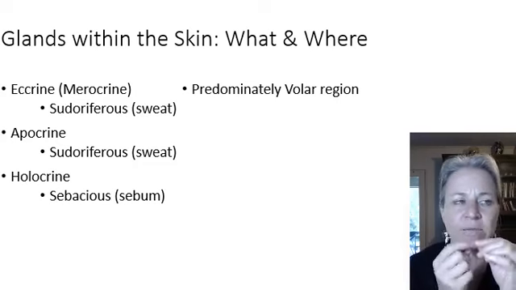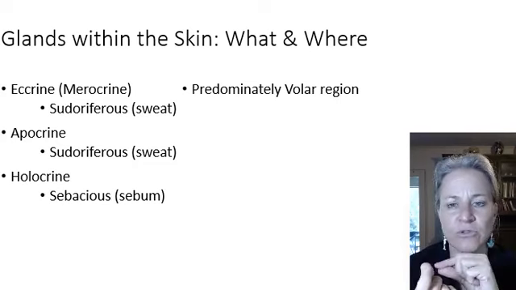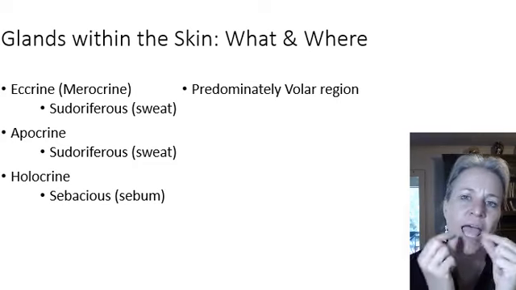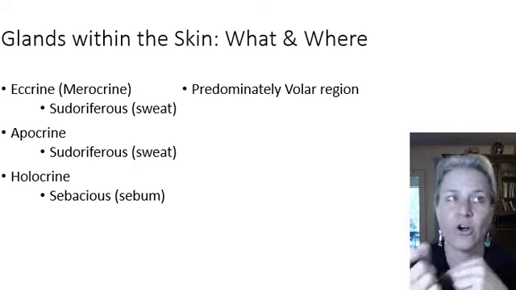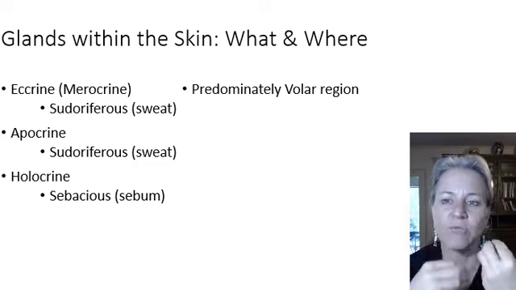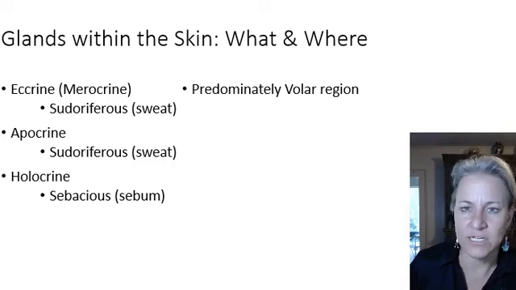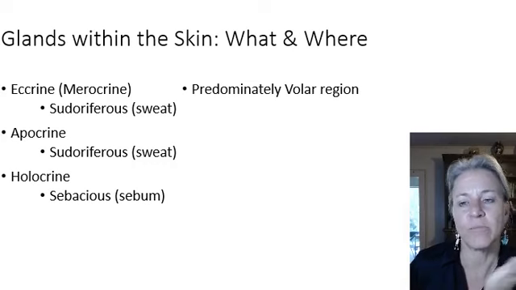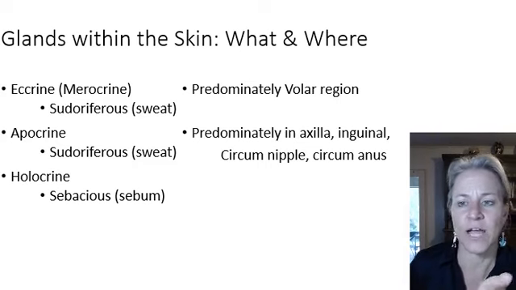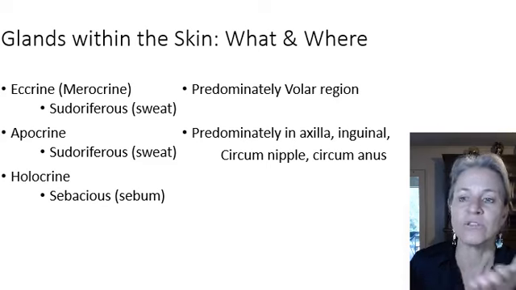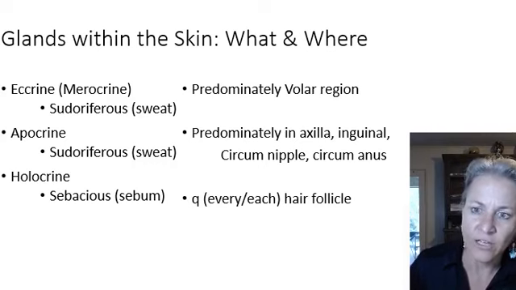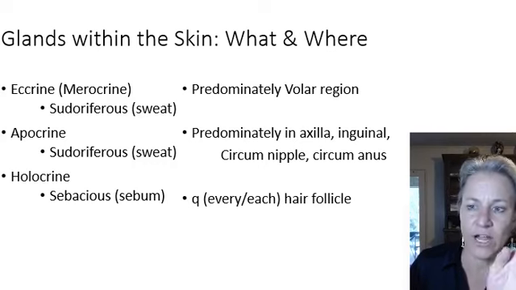So when I ask you what is the name of this gland, you need to include whether it is sudoriferous or sebaceous. You can say apocrine sudoriferous gland or holocrine sebaceous gland. It's kind of like its last name, because it's telling me what it secretes. And we're talking about where it is located. Well, the eccrine are located predominantly in the volar region, while the apocrine are located predominantly in the axilla, inguinal, circumnipple, circumanus, but everywhere, all over the body, as well as the eccrine. While the holocrine is located with every single hair follicle.